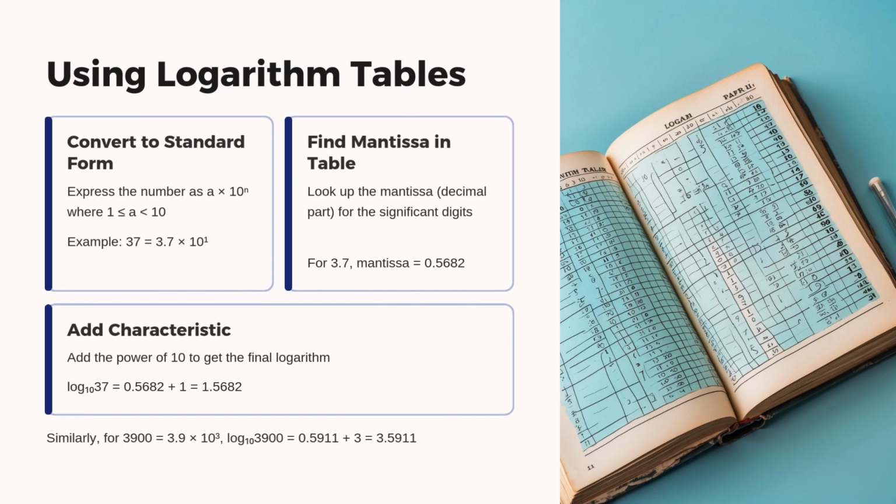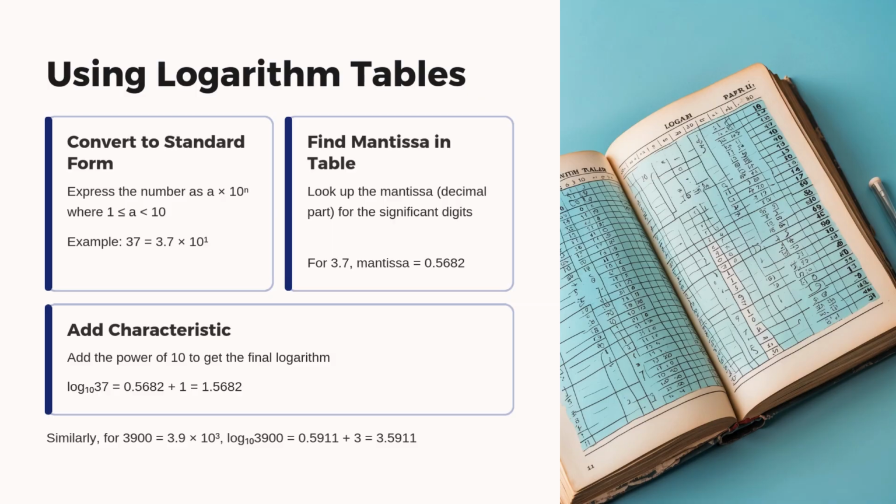Using logarithm tables. Convert to standard form. Express the number as a times 10 to the power of n, where 1 is less than or equal to a, and a is less than 10. Example: 37 equals 3.7 times 10 to the power of 1. Find the mantissa in the table. Look up the mantissa, which is the decimal part, for the significant digits. For 3.7, the mantissa equals 0.5682.